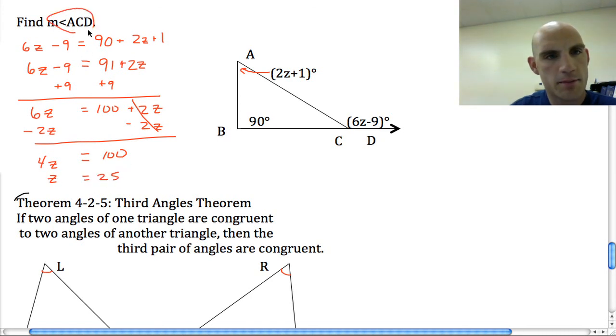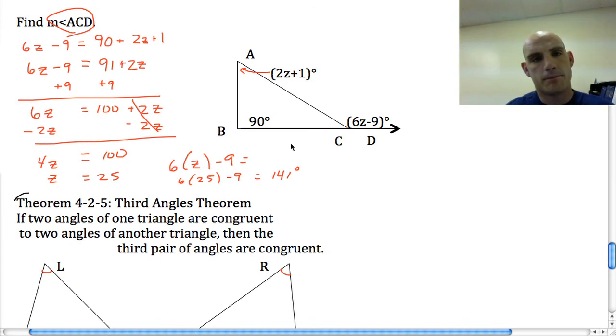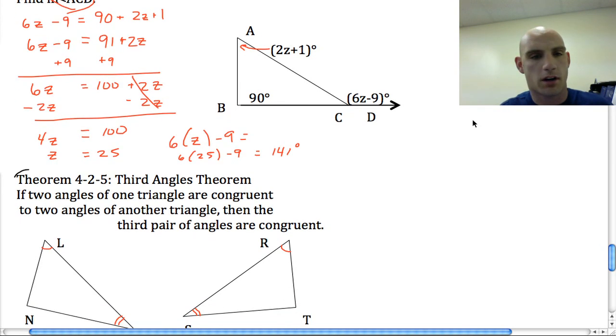And if I want to find the measure of angle ACD, ACD is going to be 6 times z minus 9. That's going to give me 6 times 25 minus 9 is equal to 141 degrees. Okay, so that's how this theorem works. When we talk about the exterior angles theorem, that's what we're talking about.